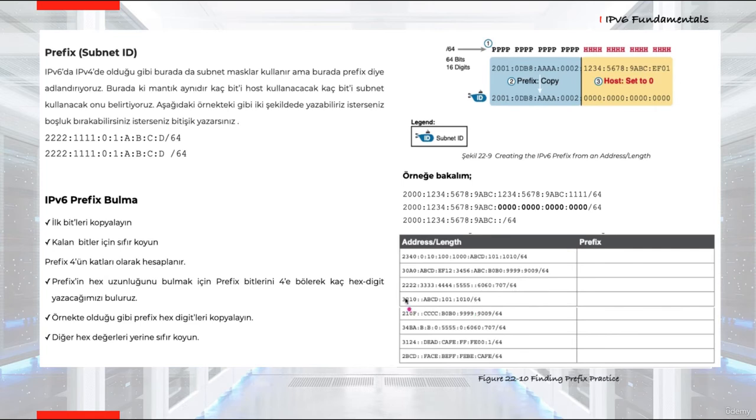Let's look at the fourth example, where we can understand that there is 0 after the first block. From here we already have our subnet ID, and that's how we write it. 3210::/64.